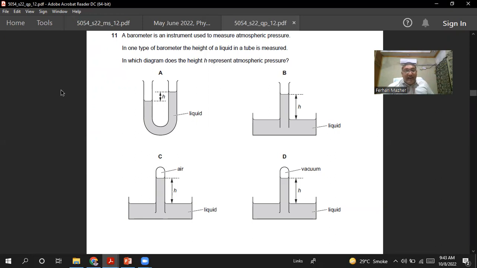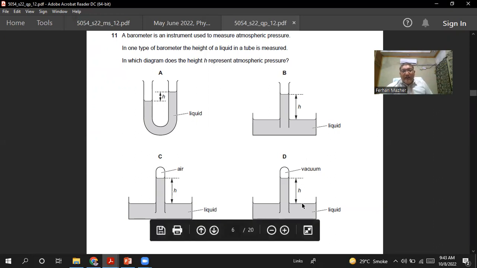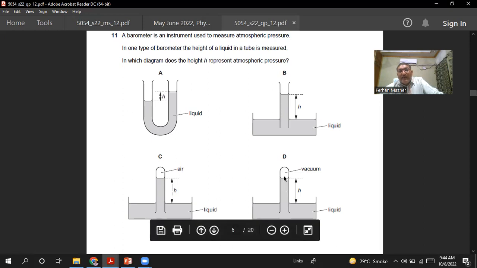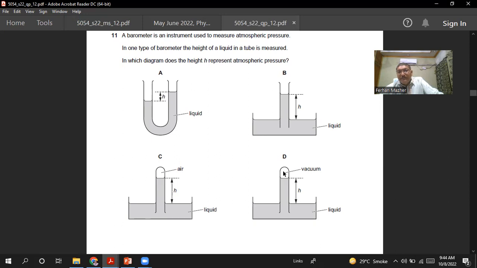It stops at a certain height, then the height from the level of the mercury in the tray to the level of the mercury in the tube gives you an indication of the atmospheric pressure. So that height is measured to measure the atmospheric pressure. The closed side of the tube is in upward direction. And obviously, when the mercury goes down, in the gap at the closed end there is some empty space. Here you have vacuum, not air.